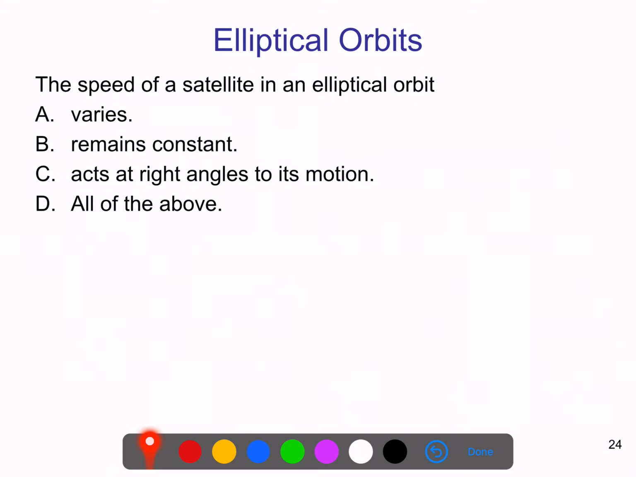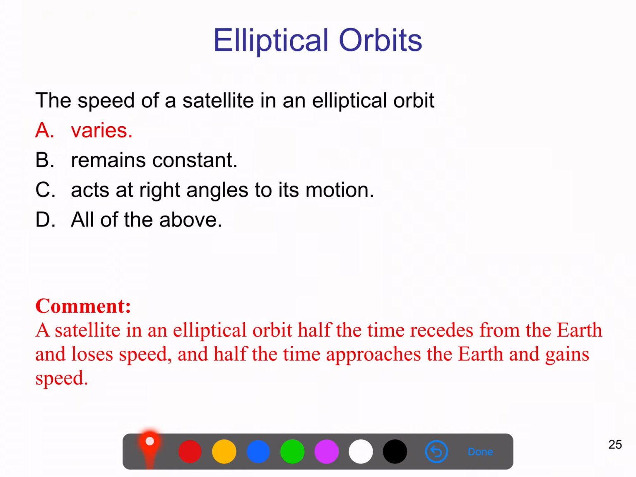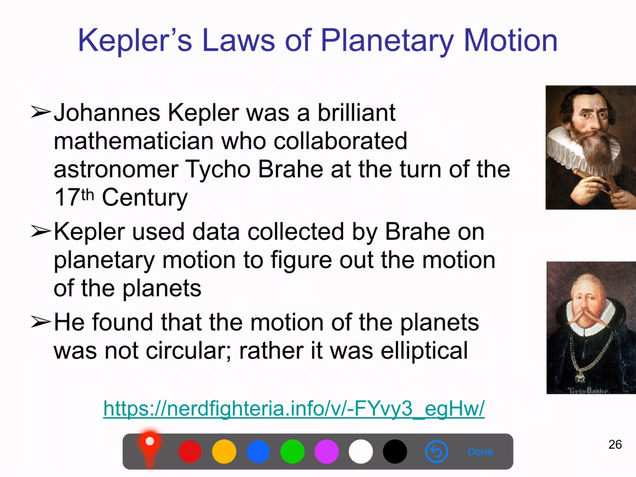Okay, so the upshot here is, in this clicker question, the speed of the satellite does what in an elliptical orbit? Well, it varies. It does not remain constant like it does in a circular orbit. Instead, as it gets close to the Earth, it gains speed, and as it gets further away from the Earth, it loses speed. Now, this leads naturally into thinking about the motion of the planets. The reason for that is that planets actually orbit in ellipses, not in perfect circles.